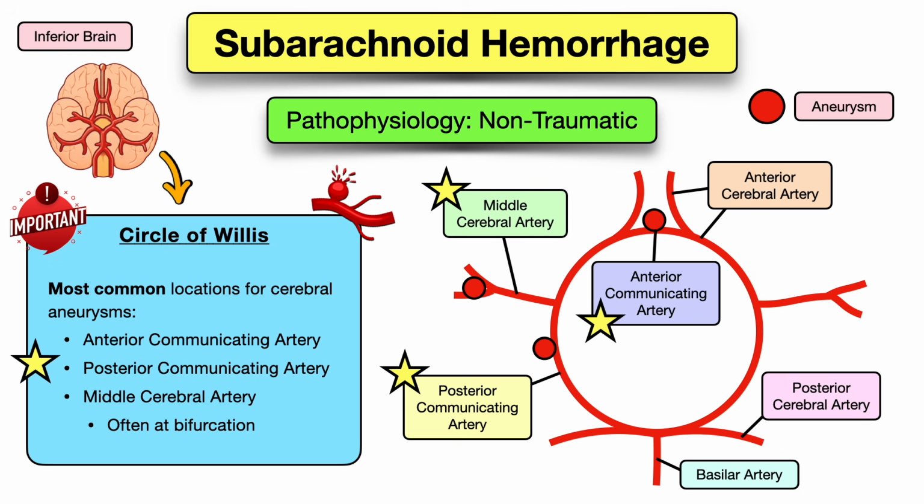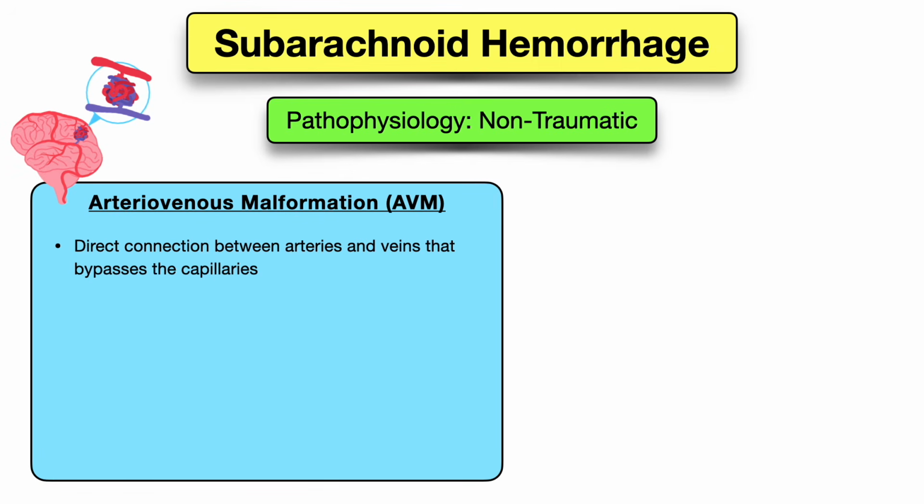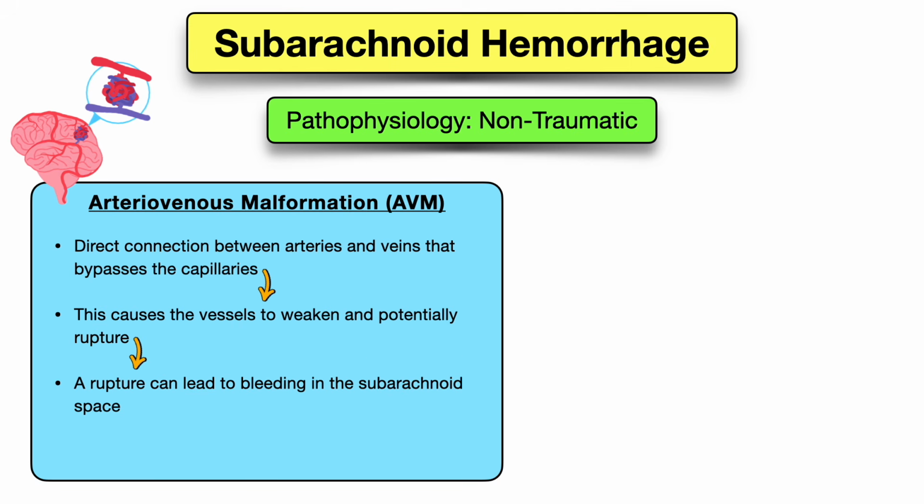As we mentioned earlier, a ruptured cerebral aneurysm is the most common cause of a non-traumatic subarachnoid hemorrhage. Other non-traumatic causes include an arteriovenous malformation, or AVM. This is a direct connection between arteries and veins that bypasses the capillaries. This causes vessels to weaken and potentially rupture. A rupture can lead to bleeding in the subarachnoid space, and this can cause a subarachnoid hemorrhage.